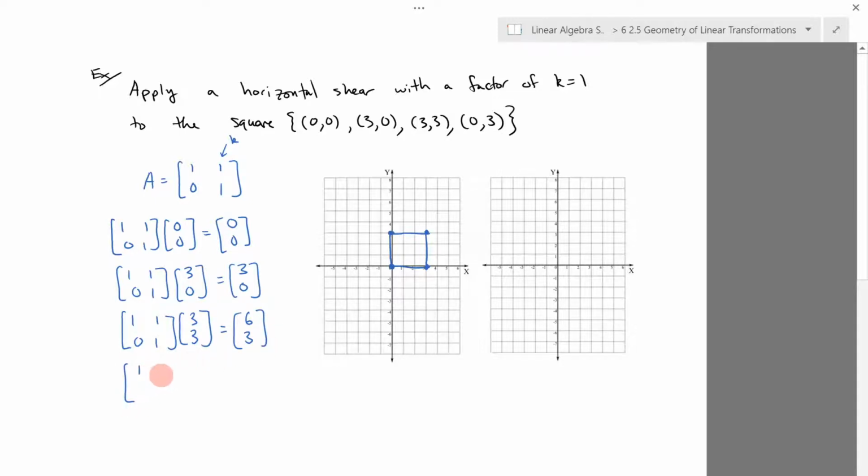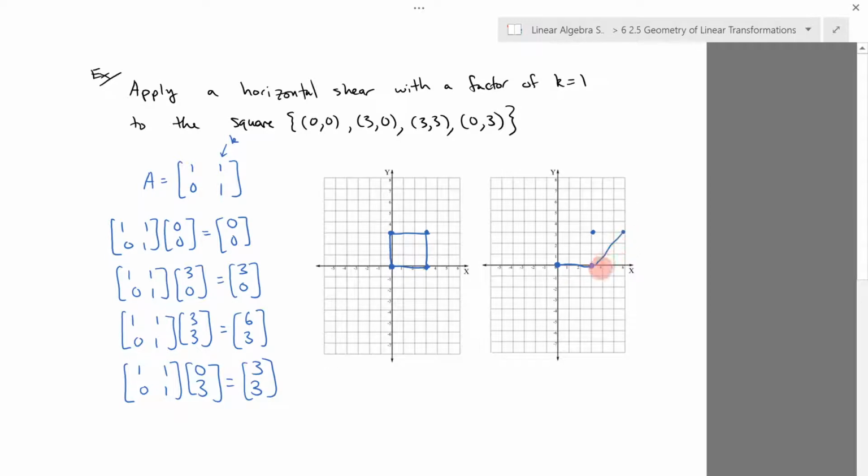And then finally, I transform the last one, which is 0, 3. Calculating it, this is 0 plus 3, which is 3. Okay, so now the 4 points are here, right? So these 2 points stay the same. And this one becomes 6, 3, which is here. And 3, 3, which is here.